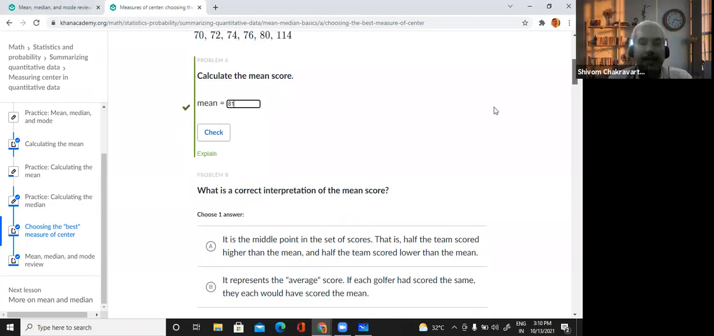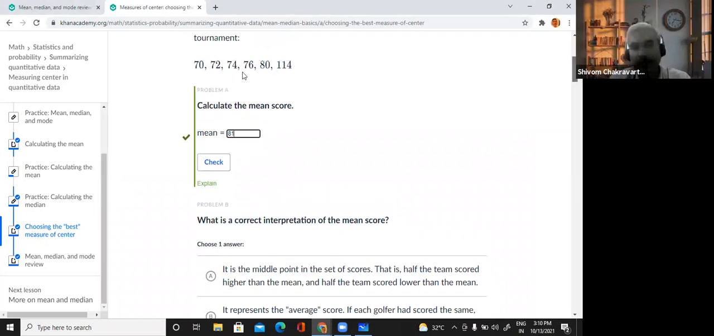Mean that half the people scored less than 81 and half the people scored more than 81. Is it true? You can check. We are saying mean is 81. You can see this original data. Does it mean that half the teams, that is 3 teams scored less than 81 and 3 teams scored more than 81? Is it like that? That is the first sentence.